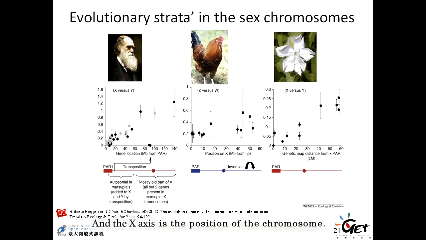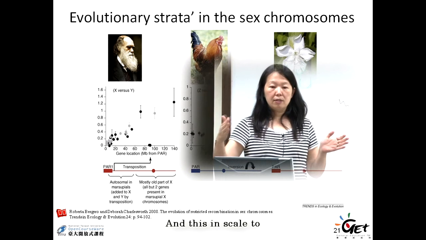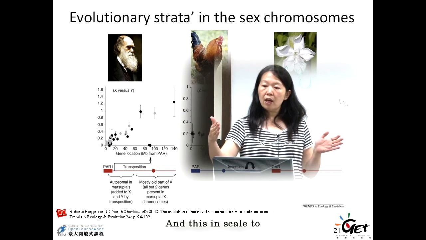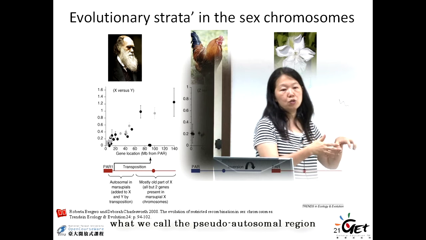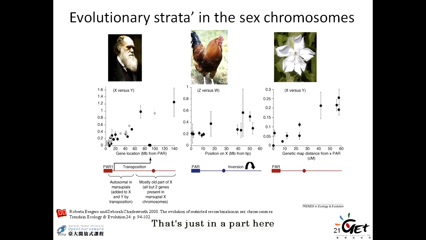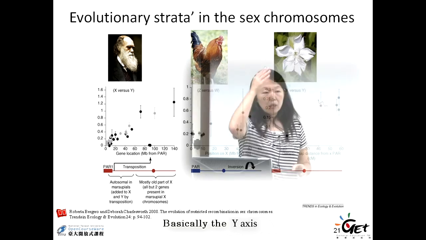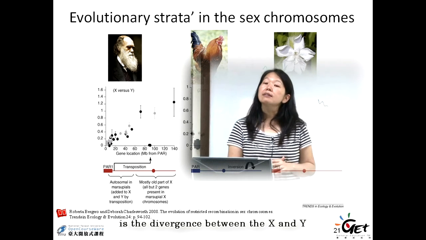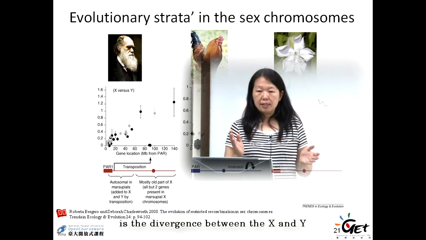On the X-axis is the position of the chromosome, and this is in scale to what we call the pseudo-autosomal region. That's shown in this part here, the thick red or blue part. And I already talked about the first part of the human XY chromosome. Basically, the Y-axis is the divergence between the X and Y.